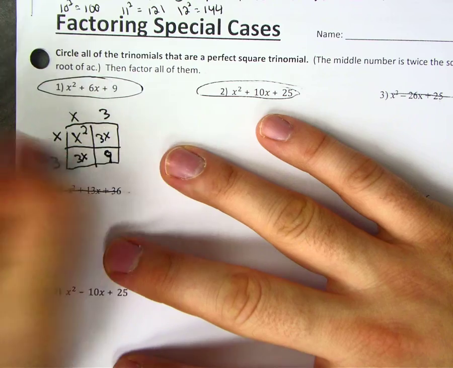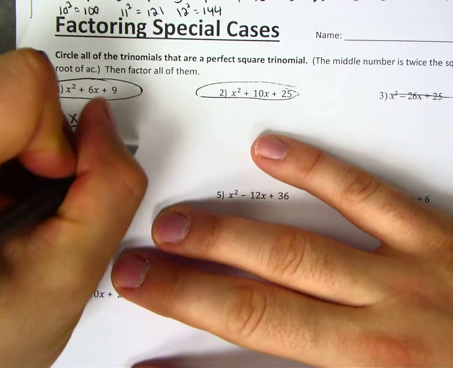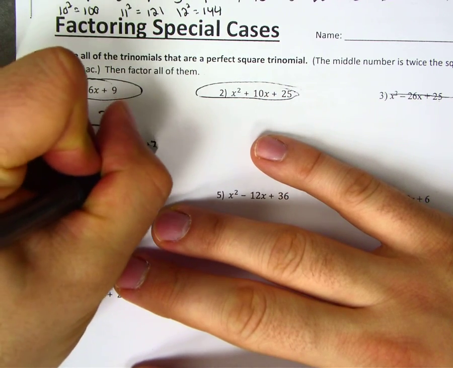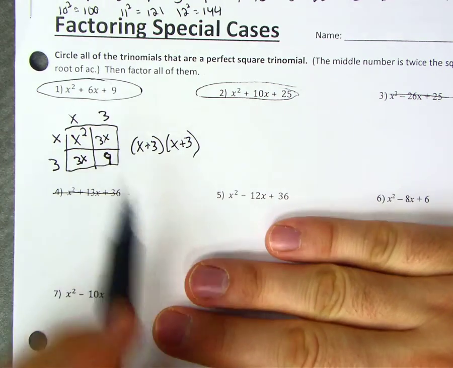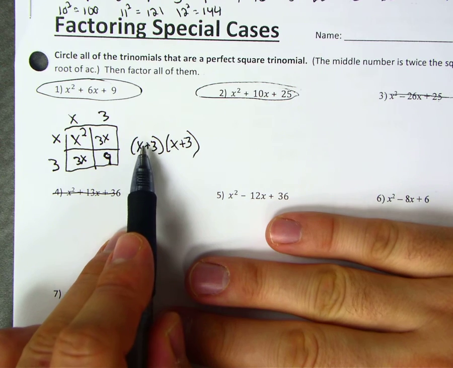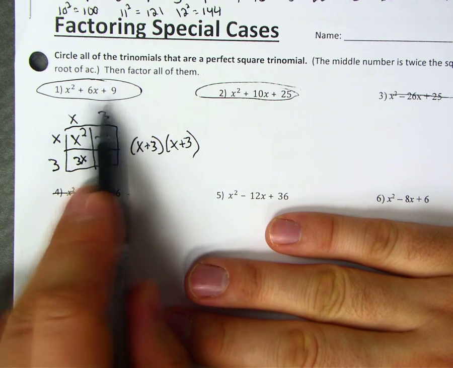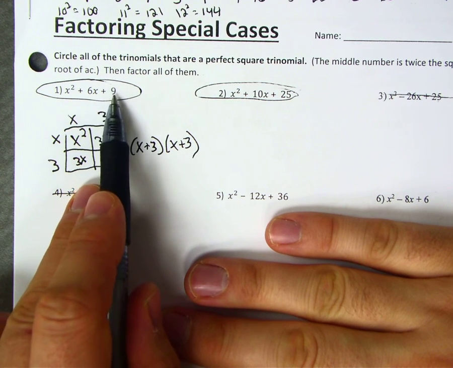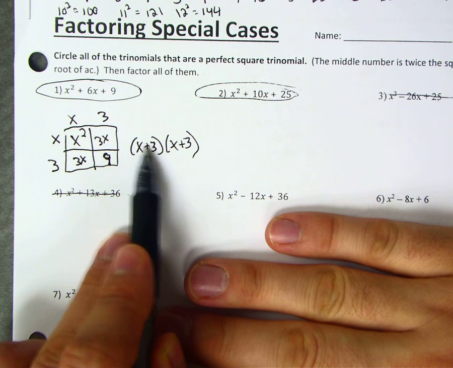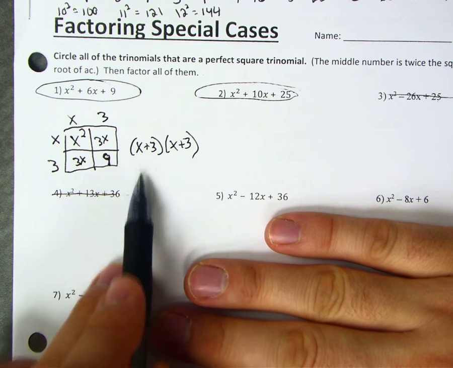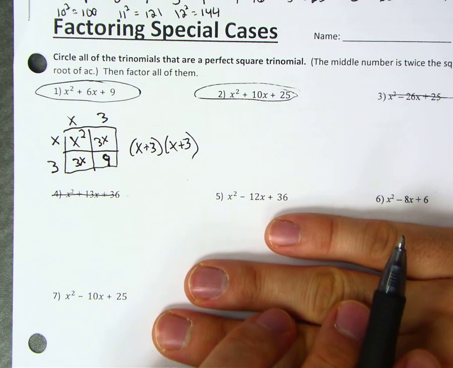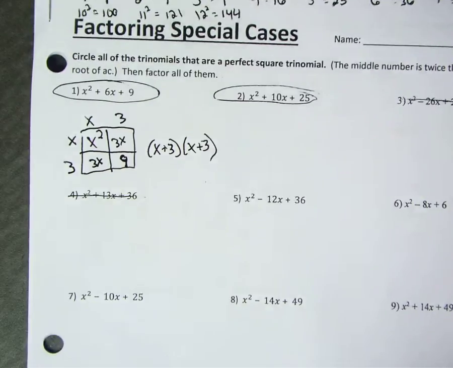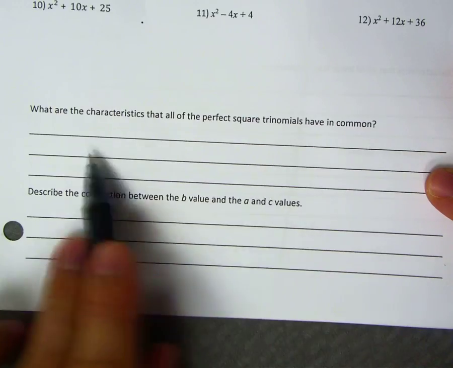3x, 3x. And then this would factor to give you x plus 3 times x plus 3. Alright? This is going to give you a perfect square trinomial, x squared plus 6x plus 9, because it's x plus 3 times x plus 3. If we had x plus 4 times x plus 4, that will also give you a perfect square trinomial. Alright? So that's the perfect square ones. Finish that up, and then I want you to answer these two questions at the bottom.